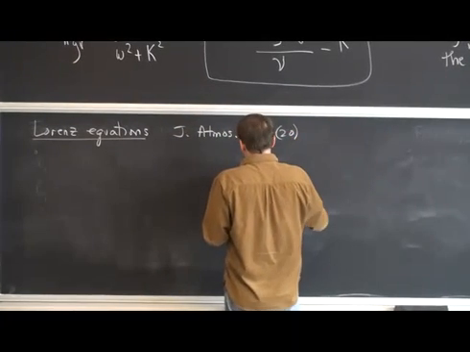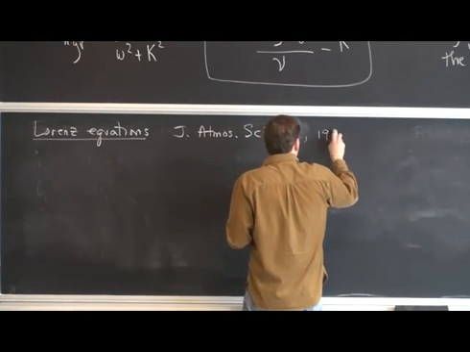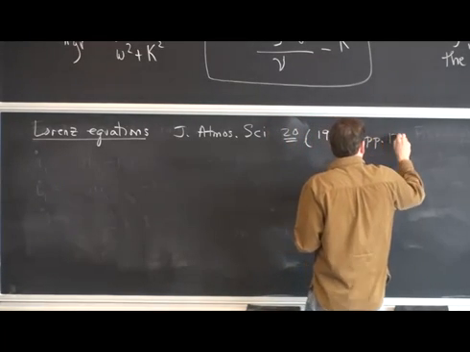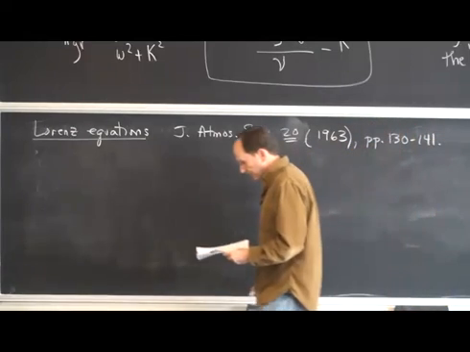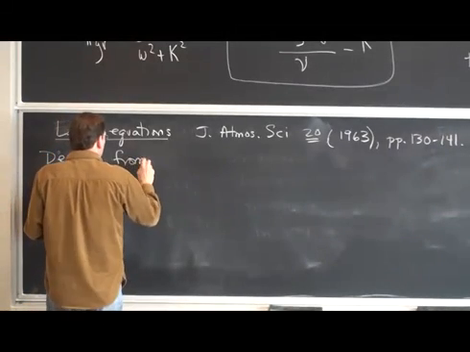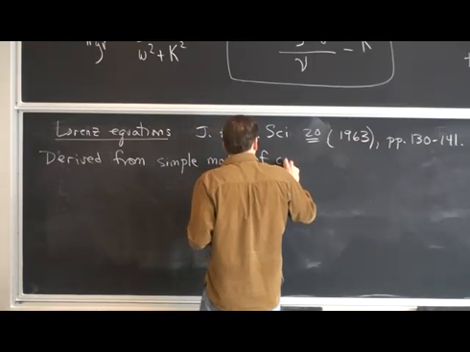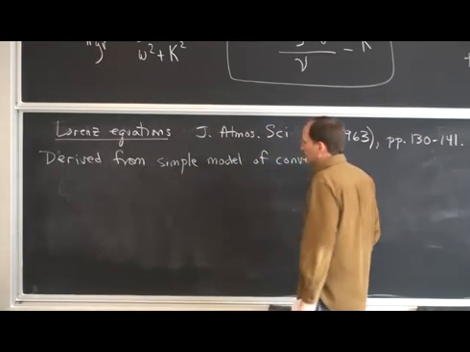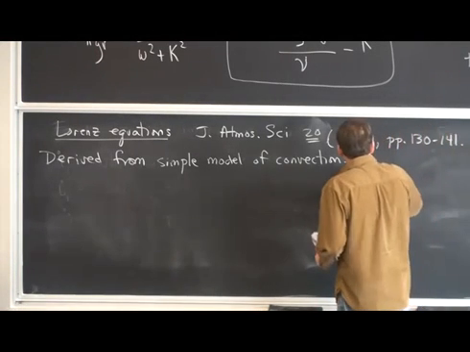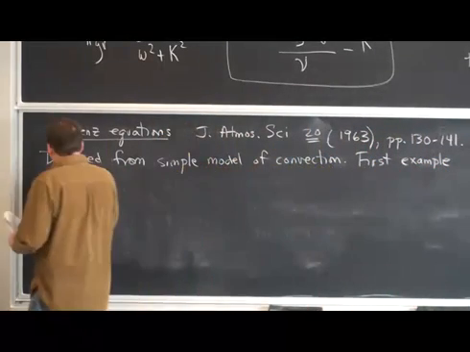in 1963. Sorry, it's volume 20, 1963, and pages 130 to 141. So as we've been saying, it's related to convection. He, in fact, derived his model from a simple model of convection. And why it's so significant, what he did, is that it's the first example of a system with a chaotic attractor.